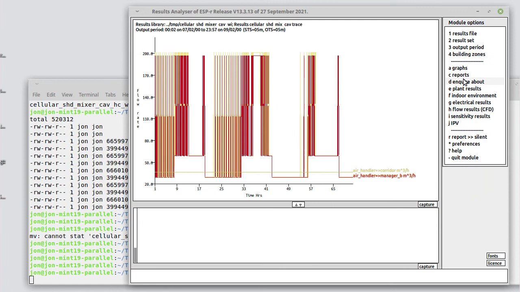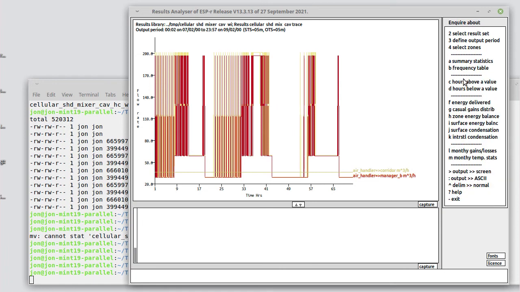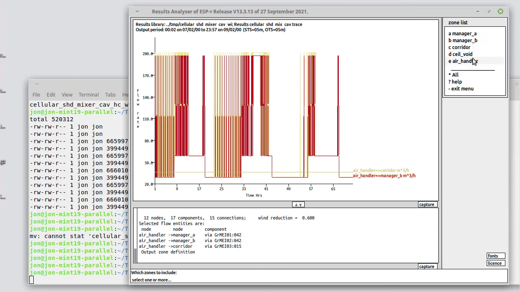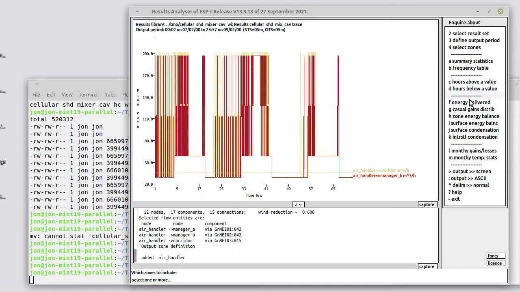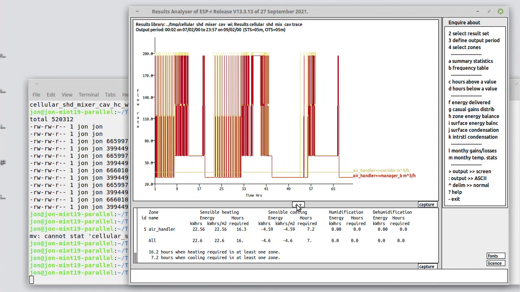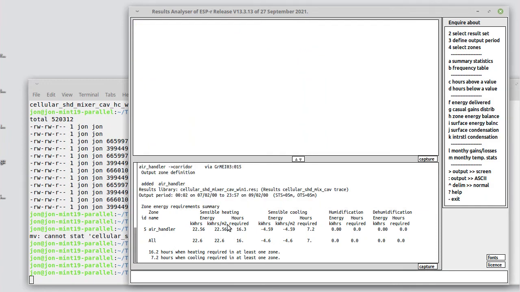If we look at the energy, and we focus in on the air handler, then the energy delivered over the period is 22.56 kilowatt hours. It's a little bit of cooling that's kicked on because we overshoot.